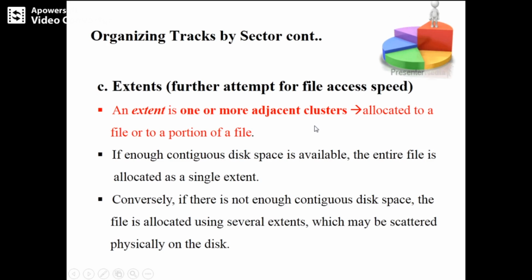Now let us have one more concept here, that is extent. This is once again one more step up from cluster. I can say one or more adjacent clusters will form an extent. Okay, so once again, if you have lots of data to be accessed, you are going to club these clusters together into one single extent, so that you can avoid so many seeks. So you can reduce the number of seeks by clubbing the clusters together into an extent.